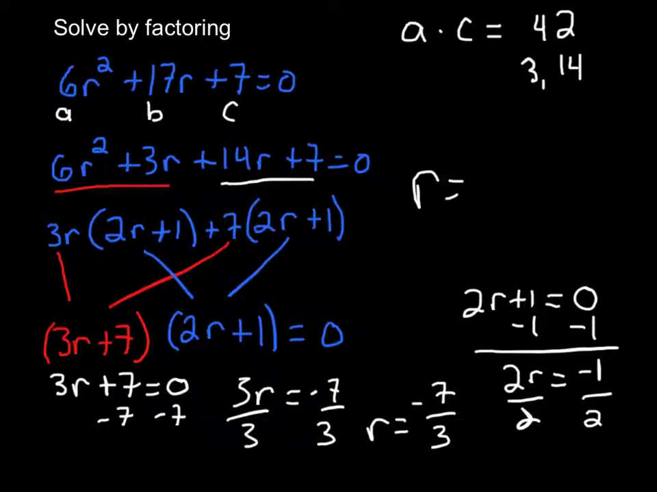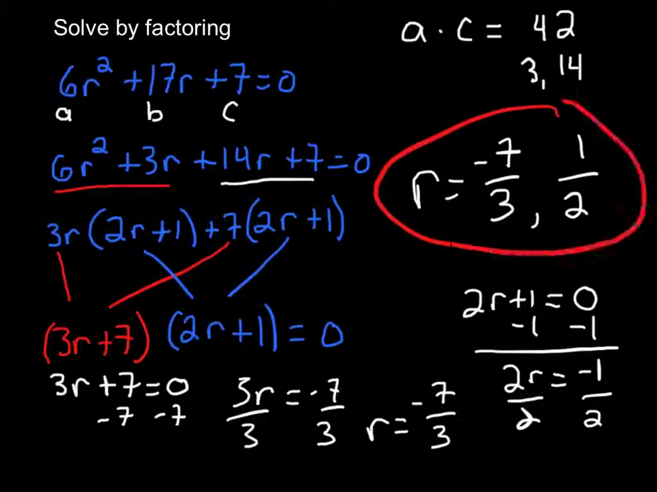So r equals negative 7/3 and negative 1/2. Okay, and let's circle that, that is indeed our answer. And where I'm getting that is right here. R equals negative 1/2. Ooh, it should be a negative there. Negative 1/2, sorry. Negative 1/2 here and negative 7/3 right here.